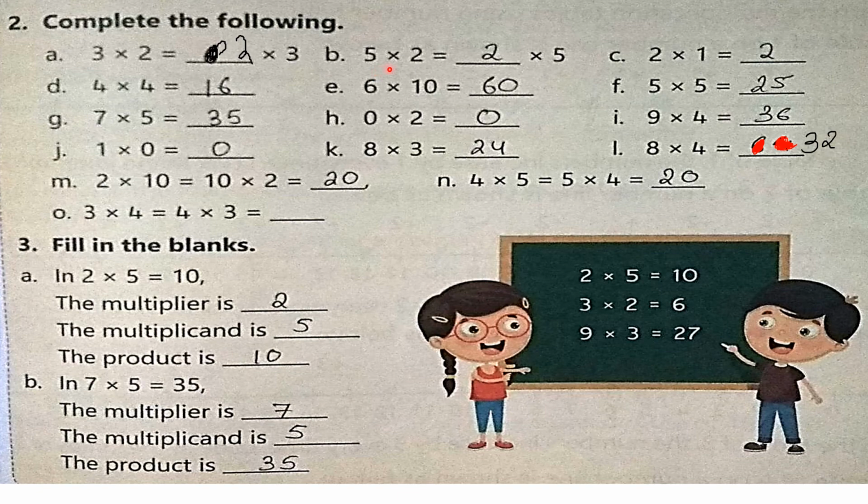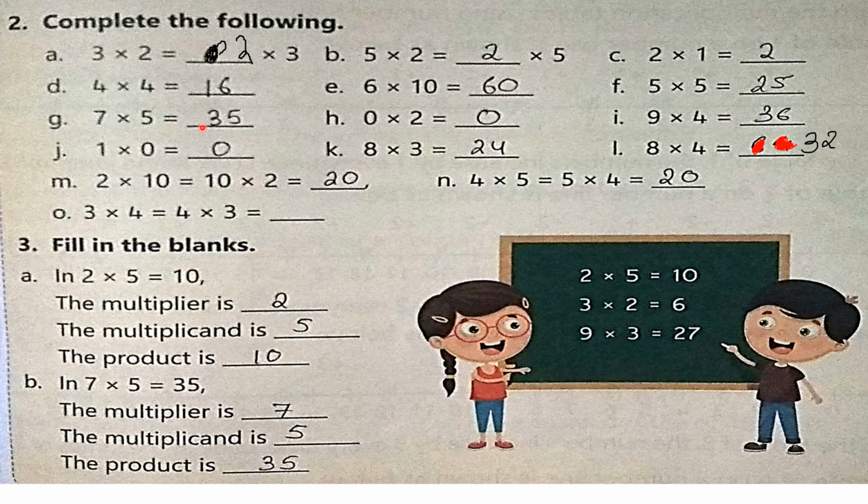Now here 5 multiplied by 2 is equal to dash multiplied by 5. So what will we write here? 2 multiplied by 5, because 5 multiplied by 2 is 10 and 2 multiplied by 5 is also 10. Now number C. So 2 multiplied by 1, 2 times 1 is 2. 4 times 4 is 16. 6 times 10 is 60. 5 times 5 is 25.